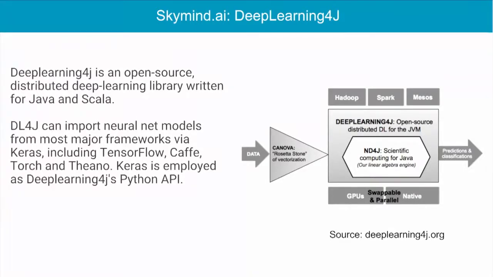Another one is SkyMind AI in their Deep Learning 4J framework. I think what's interesting about this one is their Canova offering, which gives an interesting way to do vectorization if you're doing a lot of text-based deep learning things.